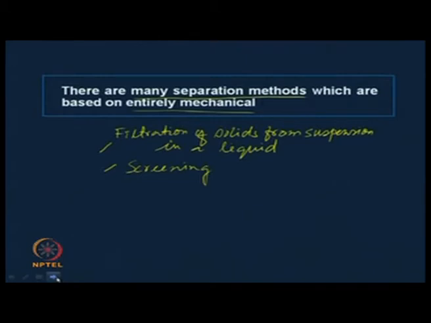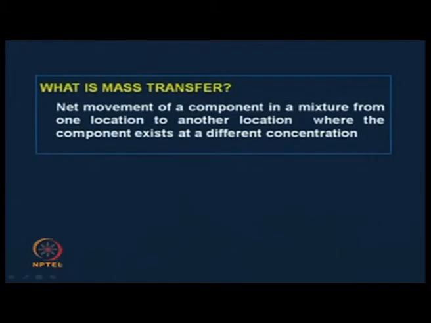The separations where a change in concentration occurs we call mass transfer operations. Now, what is mass transfer? It is the net movement of a component in a mixture from one location to another location where the component exists at different concentrations. That is the mass transfer operation.